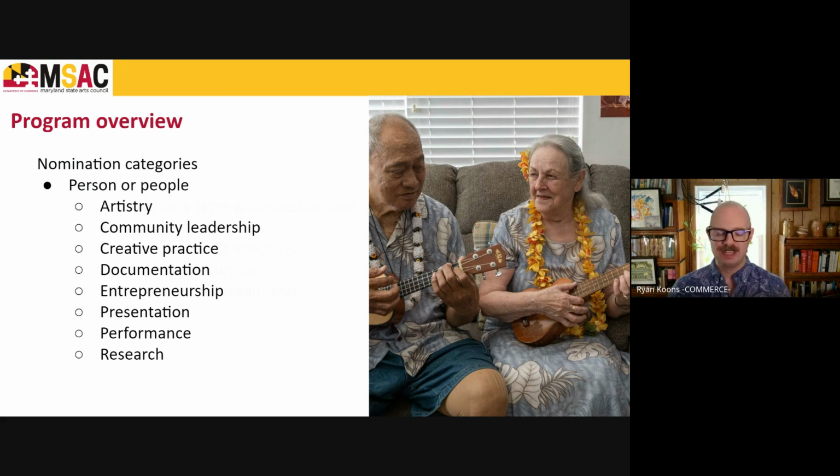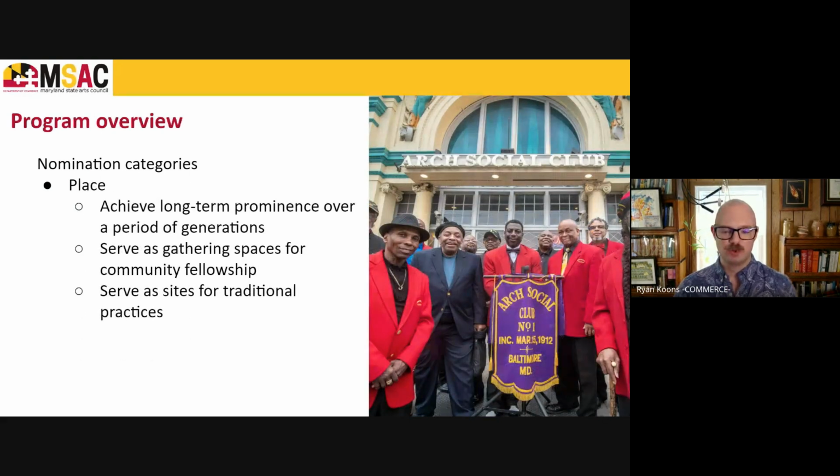When we talk about place nominations, we're referring to locations that might achieve long-term prominence over a period of generations, and we'll talk about that time period component more deeply in a moment. We're also talking about places that might serve as gathering spaces for community fellowship, or places that serve as the Art Social Club in Baltimore, Maryland is an example of all 3 of these, and many place nominations will check all 3 boxes, but again, might only check 1 or 2, and still be a very strong nomination.